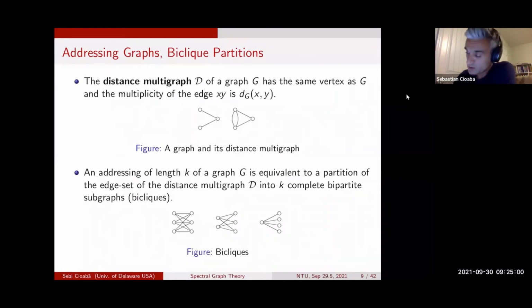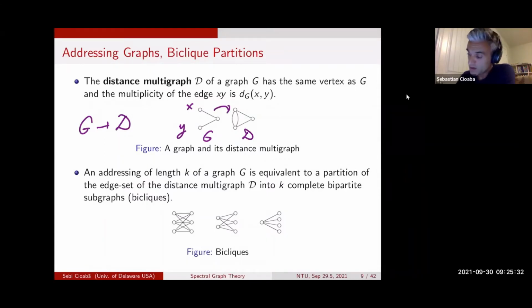Well, we start with our graph G, and then we get the multigraph D of G, which has the same vertex set as G. So on that picture, this is G, and this is its distance multigraph. Whenever you look at two vertices X and Y, in G the distance between them is 2. So therefore, in the distance multigraph, I put two edges between them.